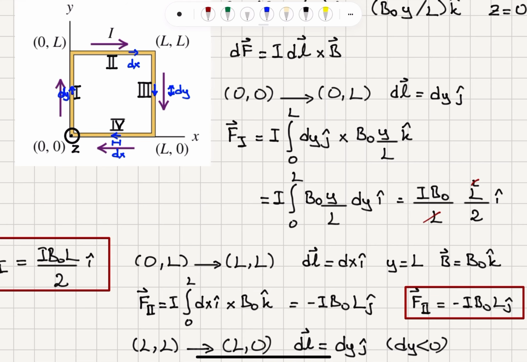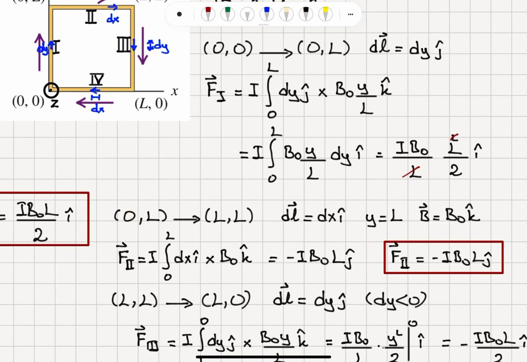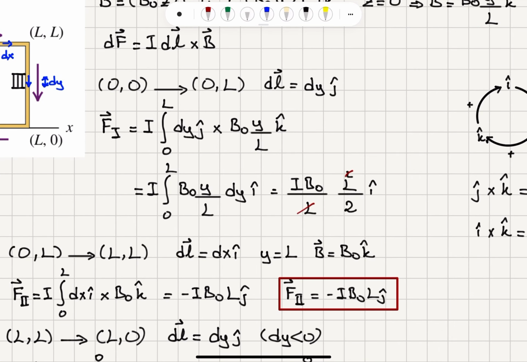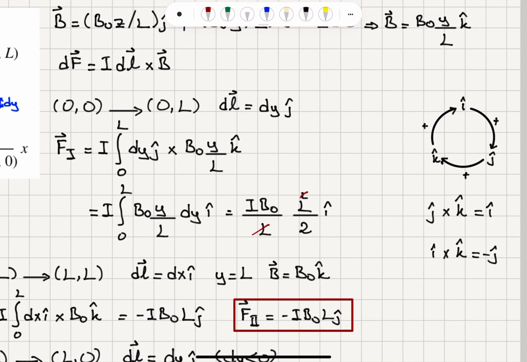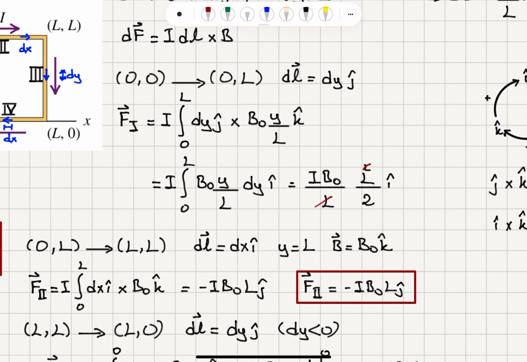Going from (0, L) to (L, L), that means x is changing from 0 to L, y is fixed. If y is fixed at L, then I will have a magnetic field B0 k hat. So dx I hat cross with B0 k hat, I hat cross k hat, that's the negative direction, gives me minus j hat. So minus I B0 L j hat.